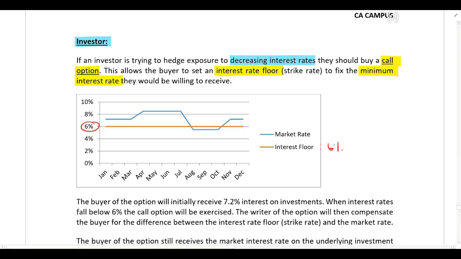So please note, as long as the market-related rate is above the interest floor, the investor will not exercise the option because they would rather earn interest at a higher rate. So if the market-related rate is above 6%, they won't exercise the option, rather earn interest at a higher rate. However, if the market-related rate drops below 6%, they will then exercise their option so that they don't receive interest at the lower rate. Instead, the minimum amount of interest that they receive is 6%.